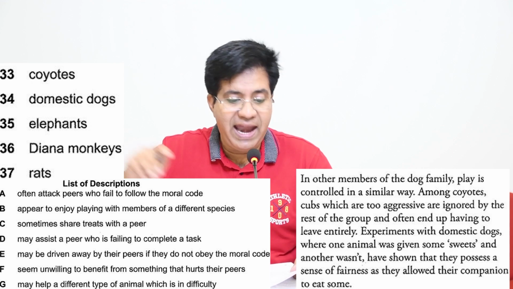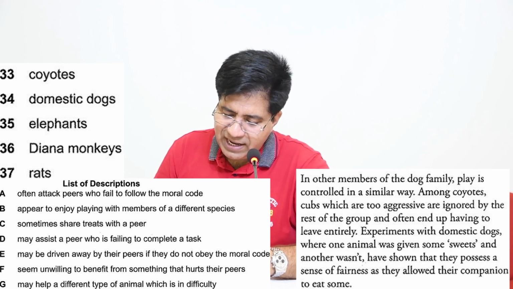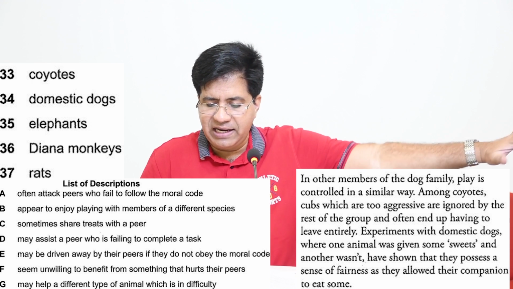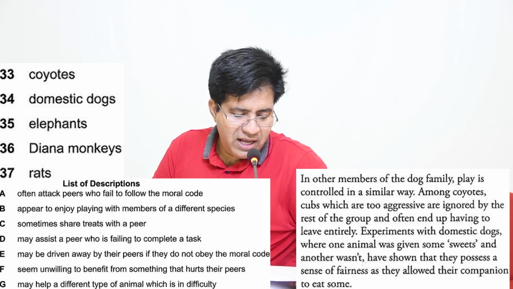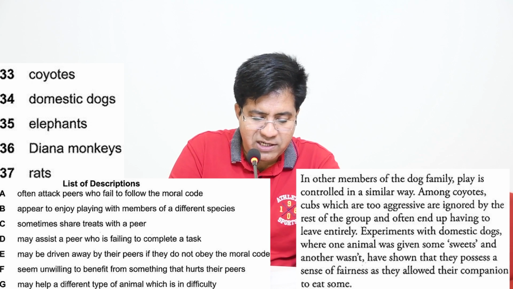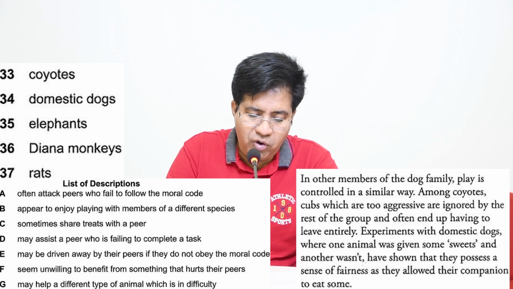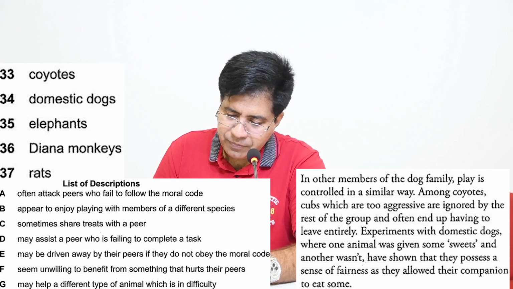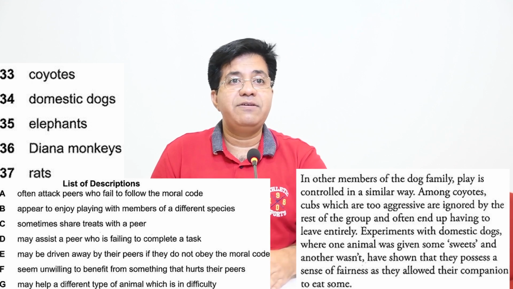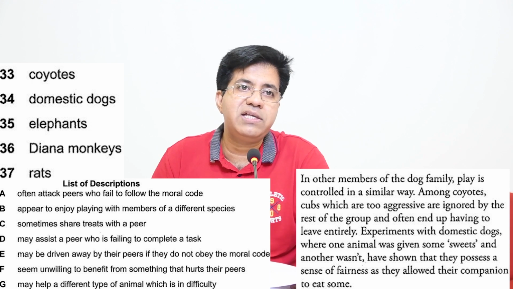Driven away. What is the word for it there? For driven away, they use the words end up having to leave entirely. End up having to leave entirely means driven away by their peers. Peers means other members of the group. If you do not obey the moral code. And what is the word for do not obey the moral code? If they are aggressive, exactly. So for question number 33, the correct answer is E.